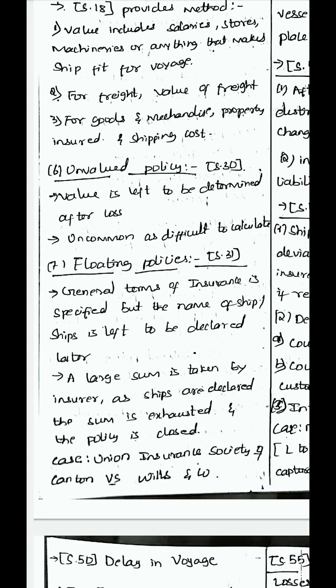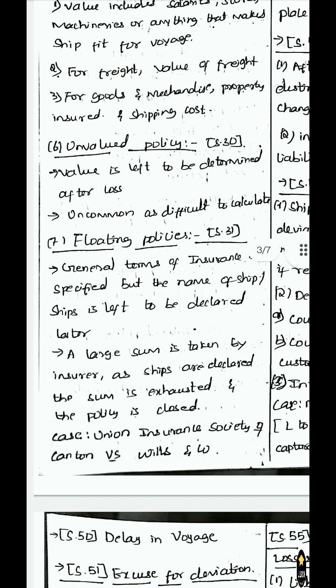Floating policies. So what is a floating policy? Under Section 31, the general terms of insurance are specified, but the name of the ship or ships is left to be declared later. So the insurance terms and conditions are specified, but on which ship it is to be applied is not specified. It is at the insured's discretion to assign any ship at any time he wants to the insurance.